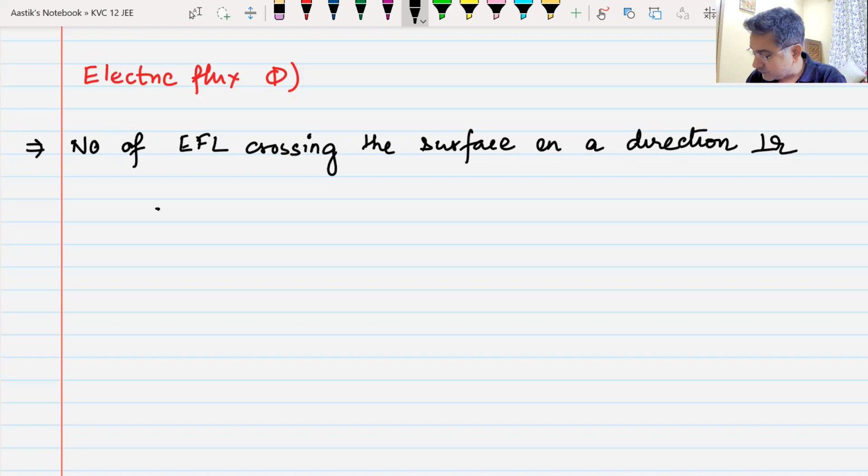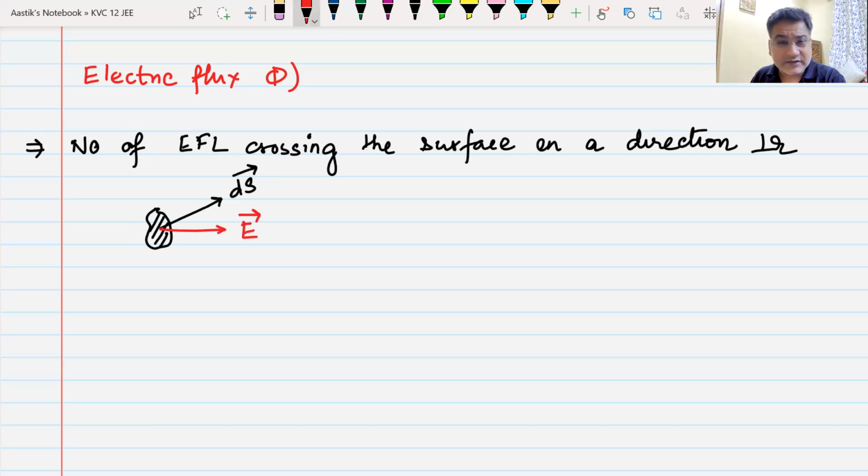Now, if this is a small area, a small segment, we can draw its dS vector. Do you understand what this dS vector is? This dS vector is the area vector of this surface, and this surface could be placed in an electric field. An electric field will not necessarily go in the same direction as the area vector. It can go in any direction.